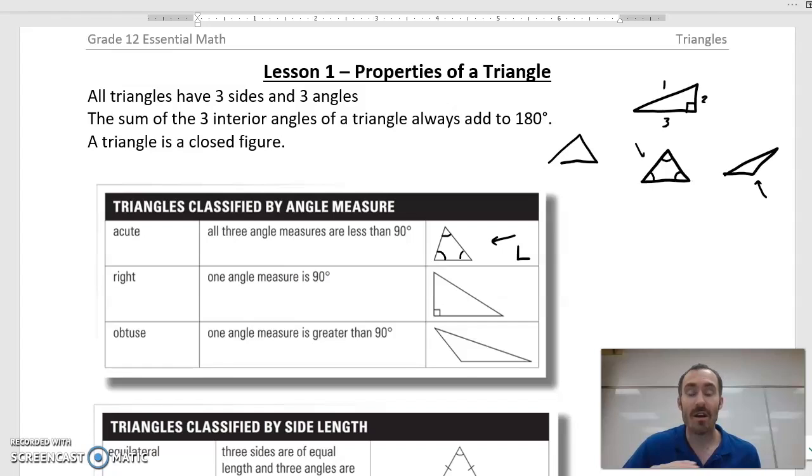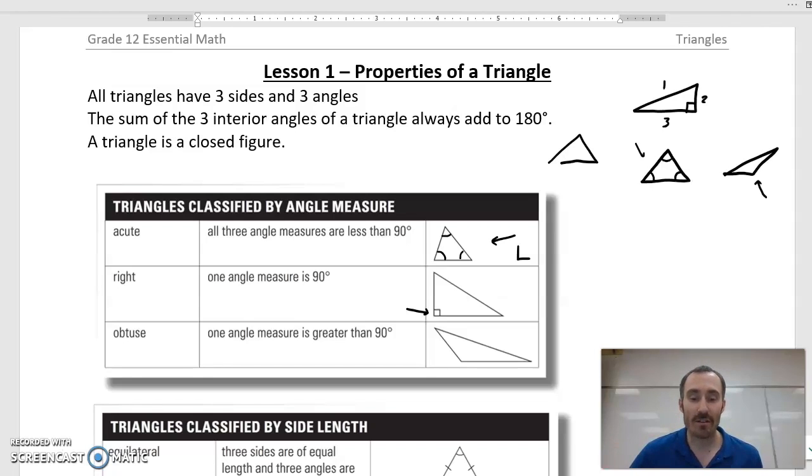So the first one, classified by angles, is an acute triangle. The second one is a right triangle. And that's a lot of the triangles we've been working with in trigonometry up till grade 12, all 90-degree triangles. You can tell they're 90 degrees because they usually have this little square in the corner, and that tells you this corner is exactly 90 degrees. So that's a right angle triangle.